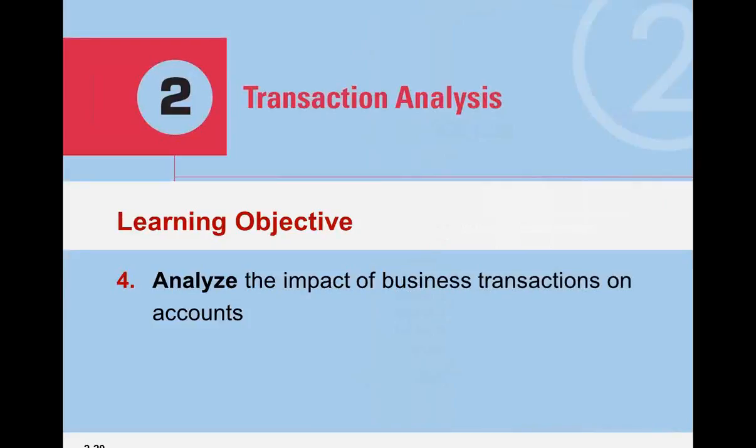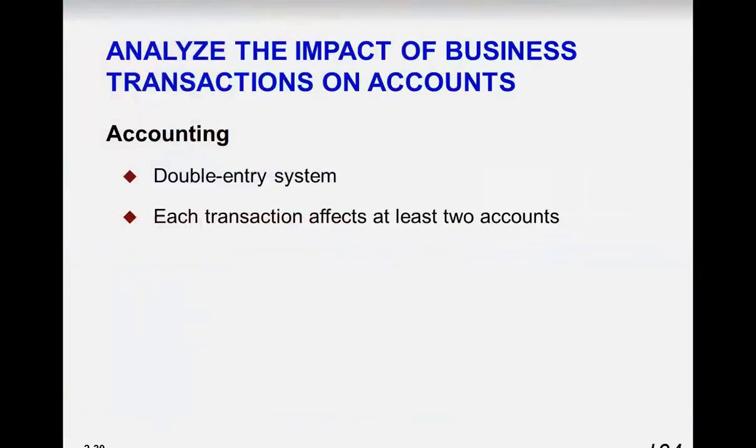We need to analyze the impact of these business transactions on accounts. In order to do that, we are going to need to introduce the double entry accounting system. For every debit, there will be a credit. Every transaction will include at least one debit and one credit, and debits and credits will equal within every transaction. So each transaction affects at least 2 accounts. It can affect more, but each affects at least 2.